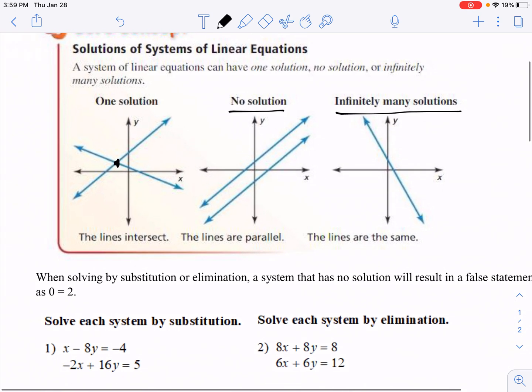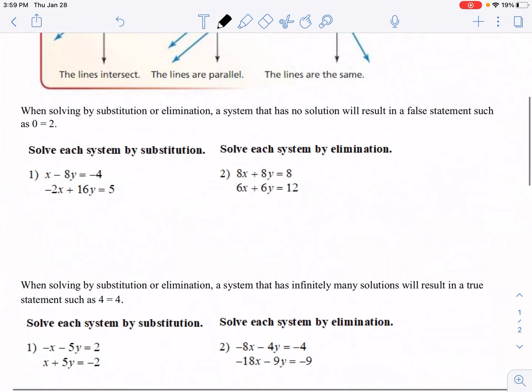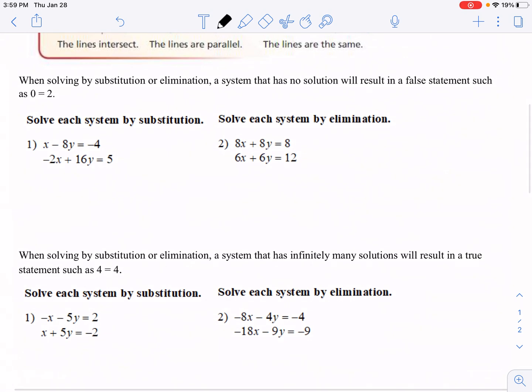Now, when we're talking about it from an algebraic sense, when we're solving by substitution or elimination, a system has no solution if we result in the final statement in which it's a false statement, such as 0 equals 2, okay? So if you're solving by substitution or by elimination and you get a false statement, such as 0 equals 2, that's false, 0 doesn't equal 2, that would be a no solution situation, okay?